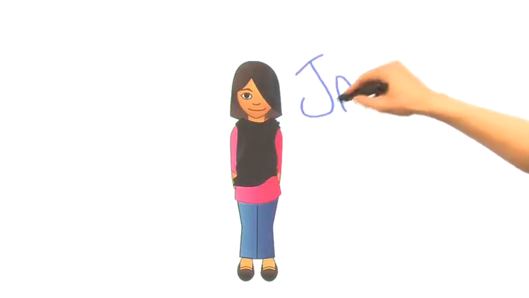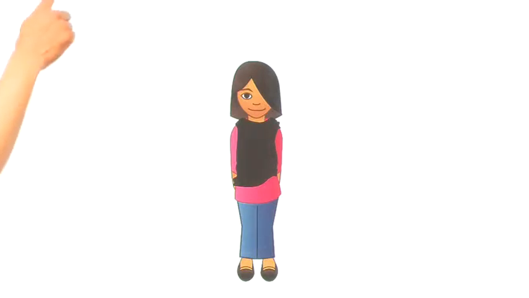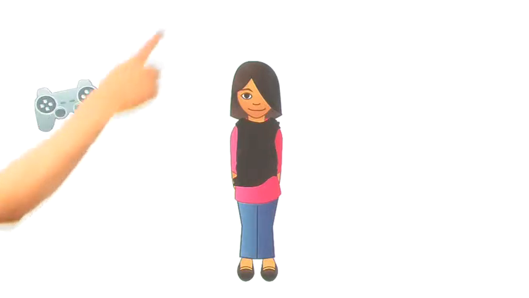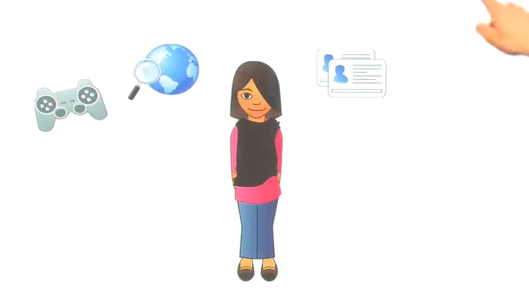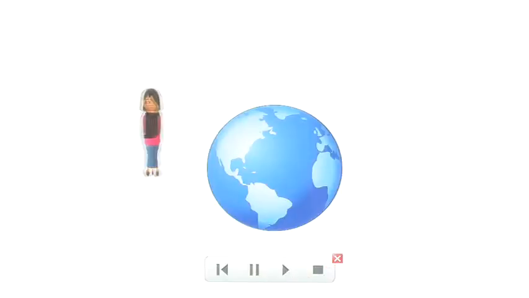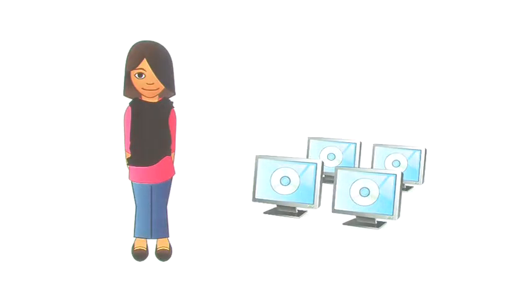Jane is a typical technology-savvy teenager. At home, she plays video games, searches the internet, sends instant messages to her friends, and does homework on the computer. Jane loves how technology helps her explore the world in a flexible and free-form style. She'd like to do her schoolwork the same way, but until now, she couldn't.